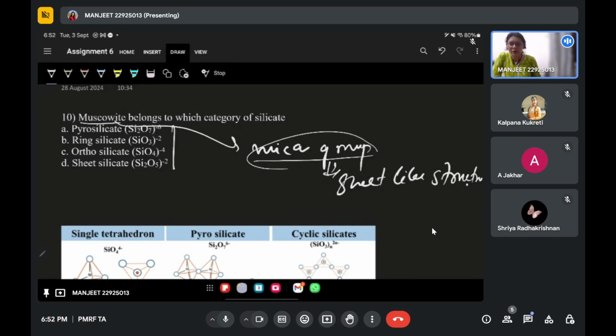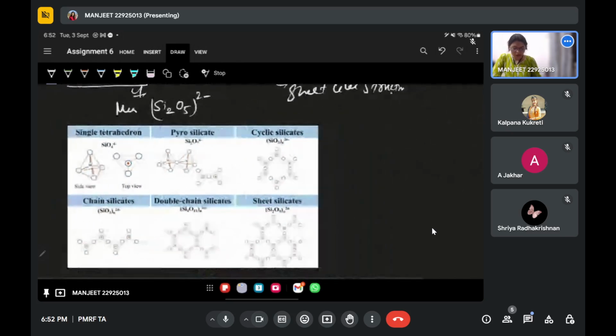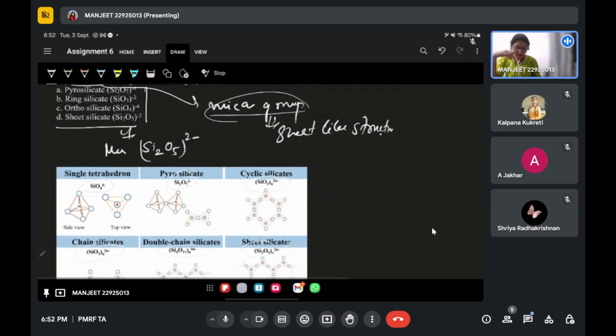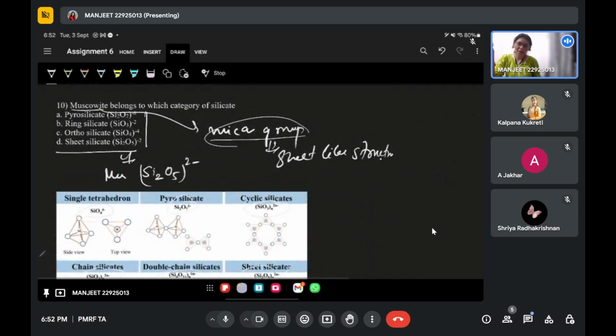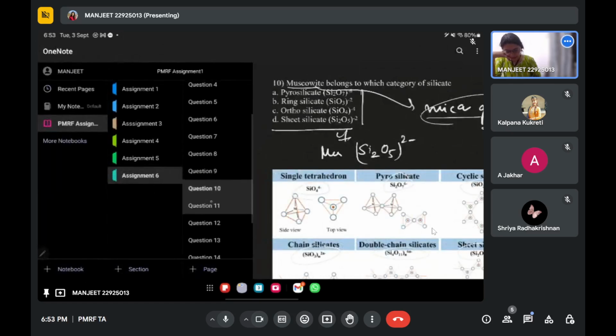So your muscovite belongs to the sheet silicate, and that has the mer unit Si2O5 2 negative, and you can see it here also. So remember the corresponding mer unit for this one. If you know what kind of structure they have, you can find out the category to which they belong. Okay, so this is question number 10. Let's move to question number 11.